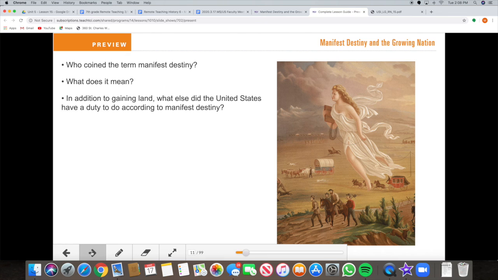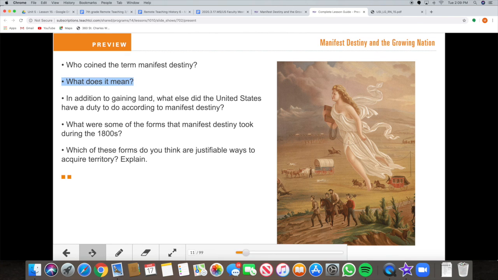Okay, so in your notebook, just under the preview title that you already wrote, go ahead and answer these questions. Who coined the term Manifest Destiny? What does it mean? In addition to gaining land, what else did the United States have a duty to do according to Manifest Destiny? And what were some of the forms that Manifest Destiny took during the 1800s? Which of these forms do you think are justifiable ways to acquire territory? Explain. Again, I would just number them.